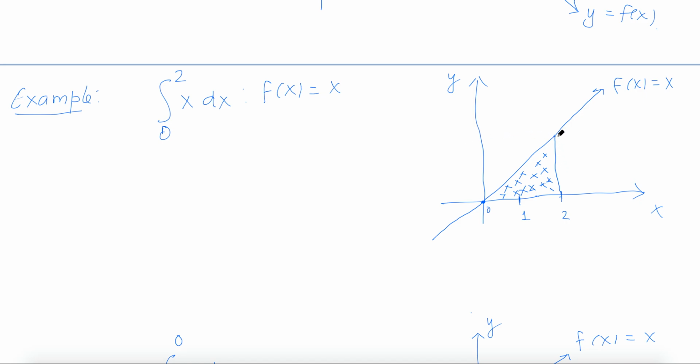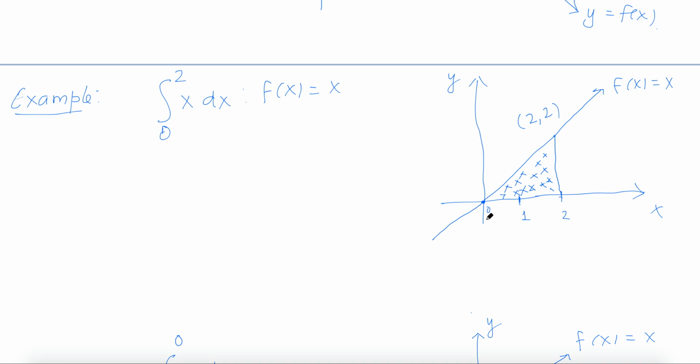Sometimes you will be given the units. If the units were given, you will see what that height will be. If not, my function is f of x equals x, so if x is 2, what would this y value be? If you plug in x equals 2, you get 2, right? So this point is (2, 2). That's why this height is also 2.